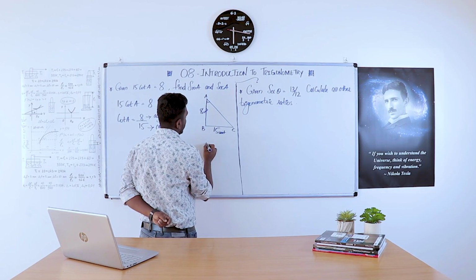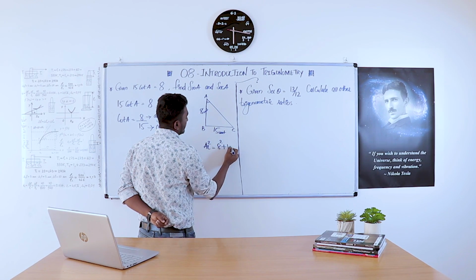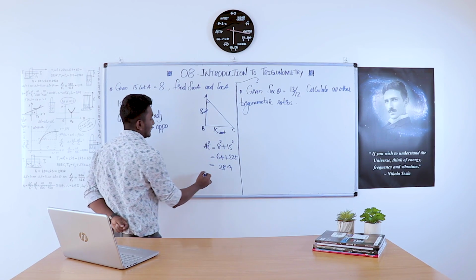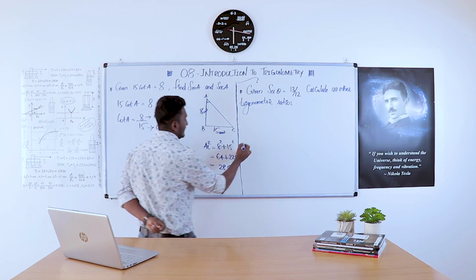How can we find the hypotenuse? AC squared, hypotenuse squared, is equal to base squared plus altitude squared. So 8 squared plus 15 squared, 64 plus 225. That is 289. So what is AC? AC is equal to root 289. I think it is 17.